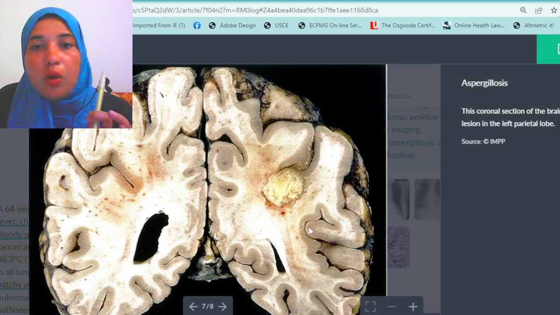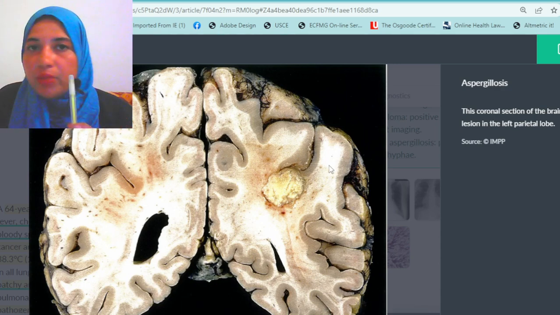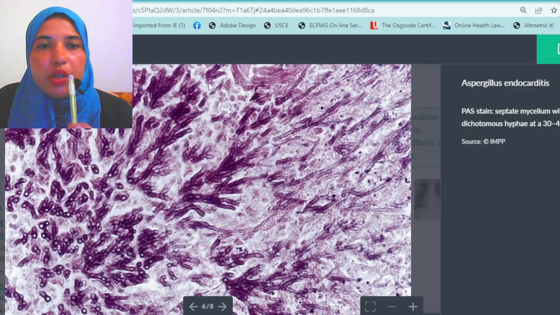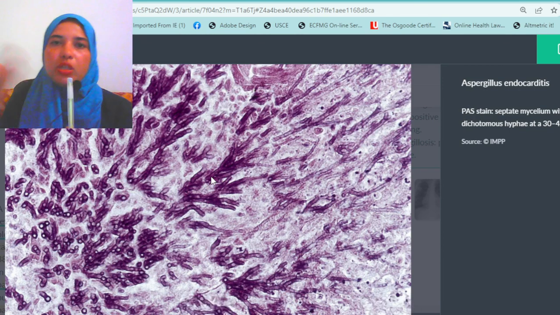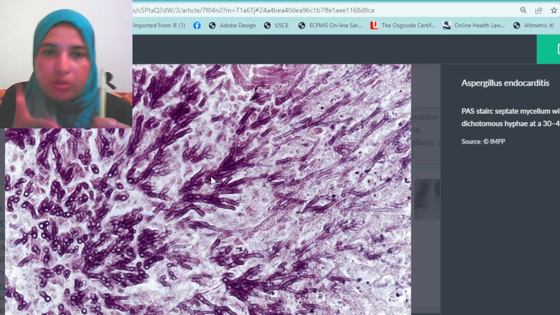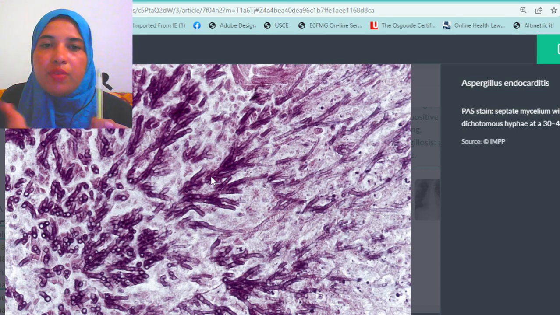Again, okay, so this is what they were saying. It doesn't have to be just the lungs. It could be the brain. Coronal section of the brain shows a mass in the left parietal lobe. Here again, we've got to get those pictures in our mind. Don't ever skip through the pictures. Seeing more pictures helps cement these facts inside your head. You have the acute angles, the septate hyphae, dichotomous. I see all of that here.